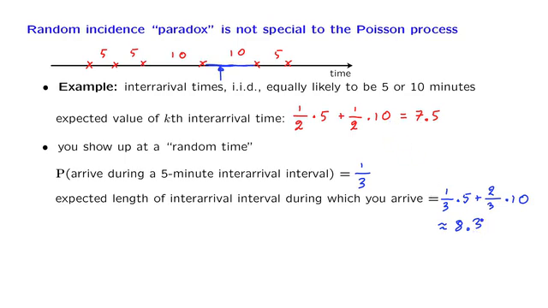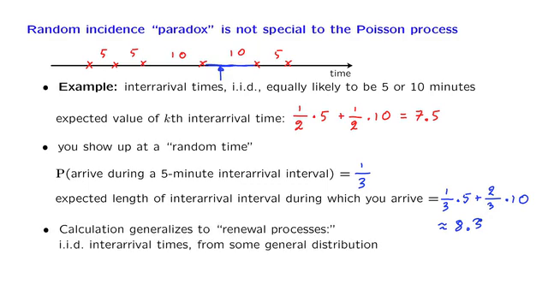The calculations that we carried through in that simple example can be generalized for more general arrival processes called renewal processes. In a renewal process, once more, the consecutive inter-arrival times are independent, identically distributed random variables, but they have a general distribution. For this case, there's a formula again that tells us the expected length of the inter-arrival interval that you get to see.